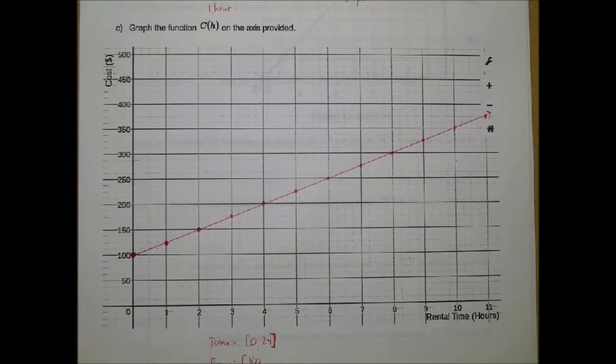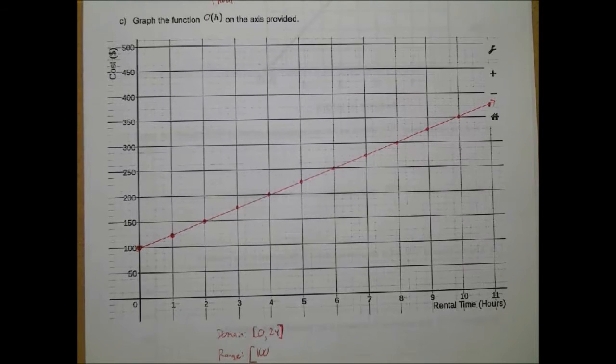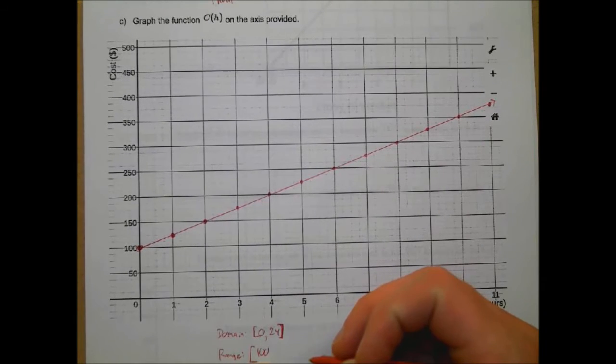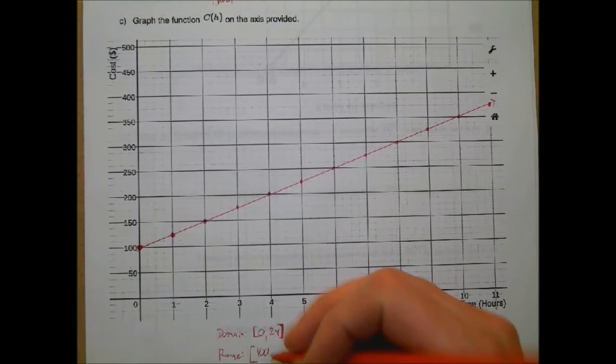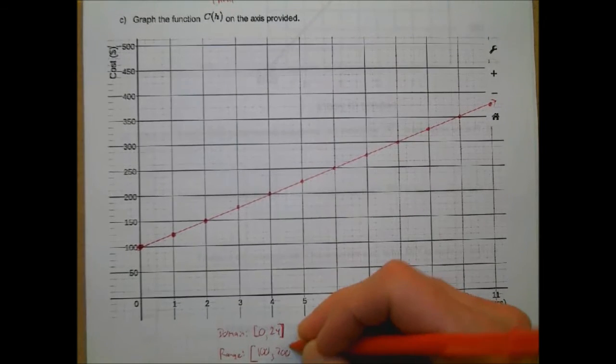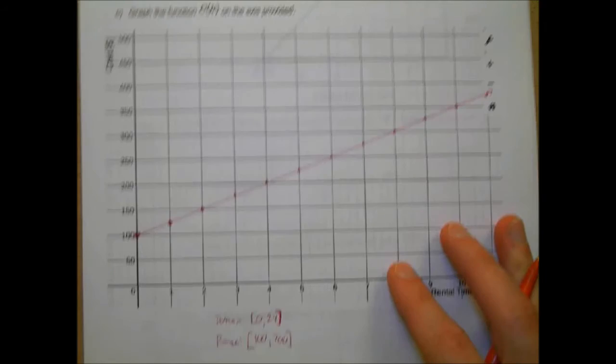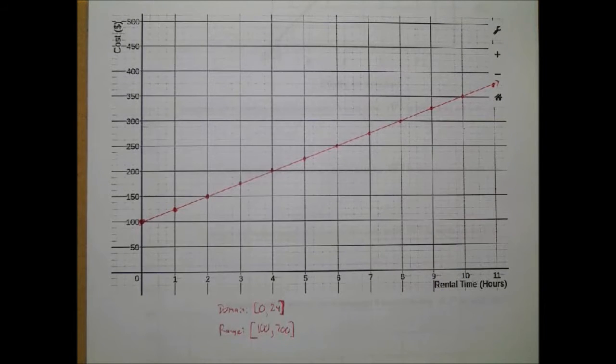And then for the range, same kind of problem here. We can say that it starts at 100, right? But then what does it go up to? Well, I guess I could do 24 in there. So 24 times 25 plus 100. So it would be $700, I guess, if we use that there. But again, that's a little bit estimating. Okay? All right. So let's move on here to the last one.